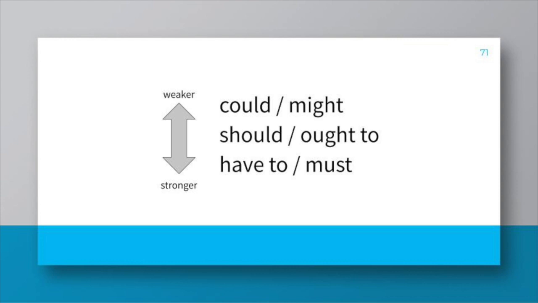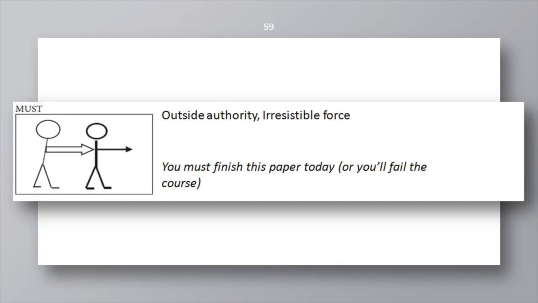Could and might are the weakest. They often sound more polite. Should and ought to are in the middle, while have to and must are used to give very strong advice. But for this video, we're going to talk about only 3 modals: should, must, and have to. So let's begin. Okay, let's talk about must.